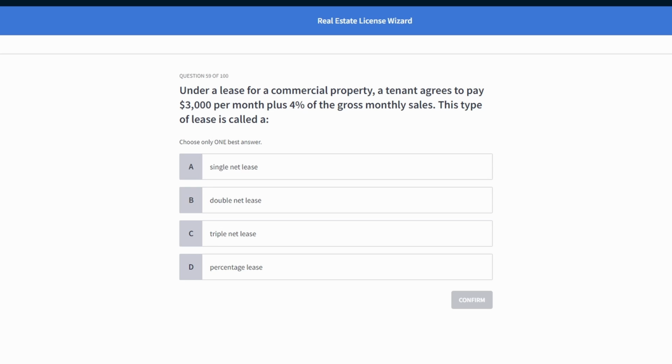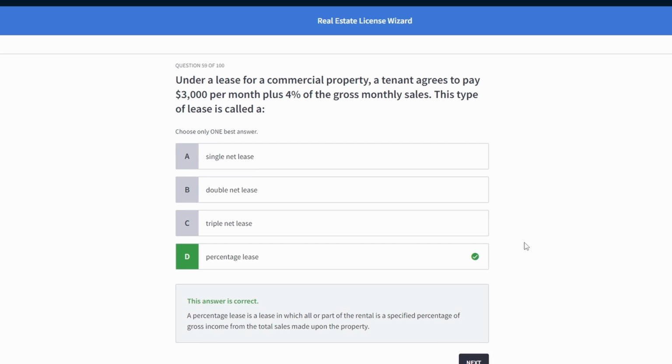Alrighty, what is the correct answer for that one? D, percentage lease is our correct answer. So that is when all or part of the rental is a specified percentage of the gross income from the total sales made upon the property is included in that lease agreement. So pretty straightforward. Again, just look at the percentage. You should be able to put it together that it's a percentage lease.